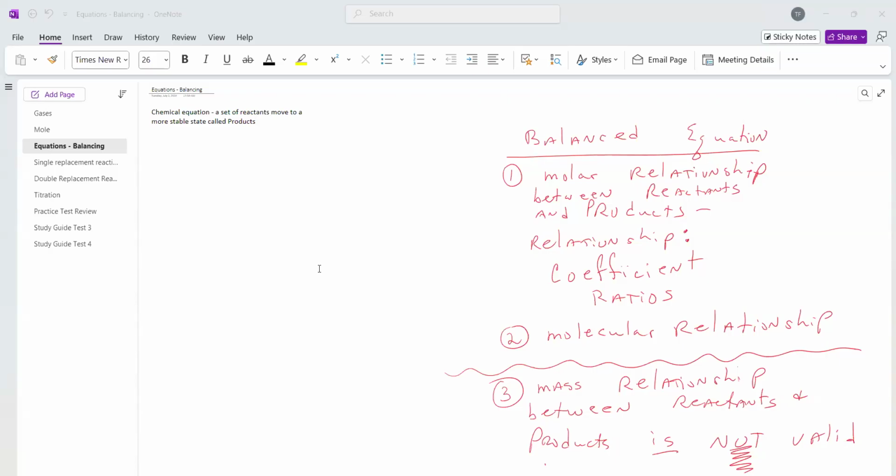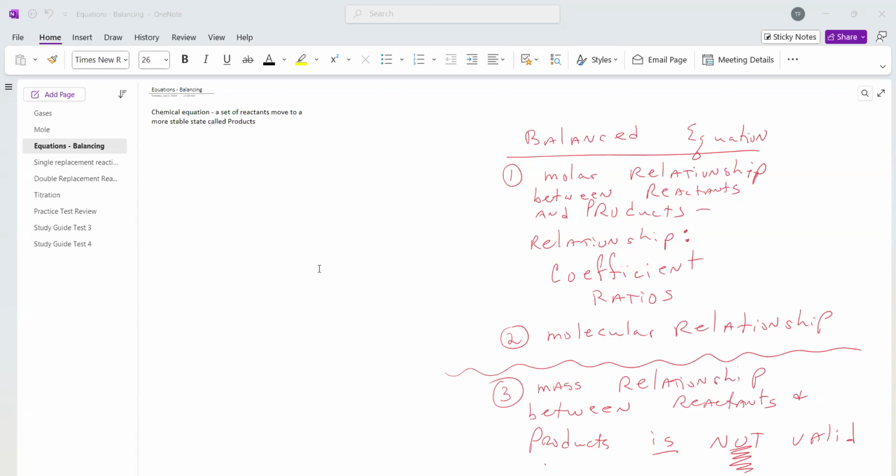Okay. The balanced chemical equation. Now, up to this point, we've had no chemical reactions going on. All we've done is convert one unit to the other, kind of like renaming the unit. Now we have a chemical reaction.